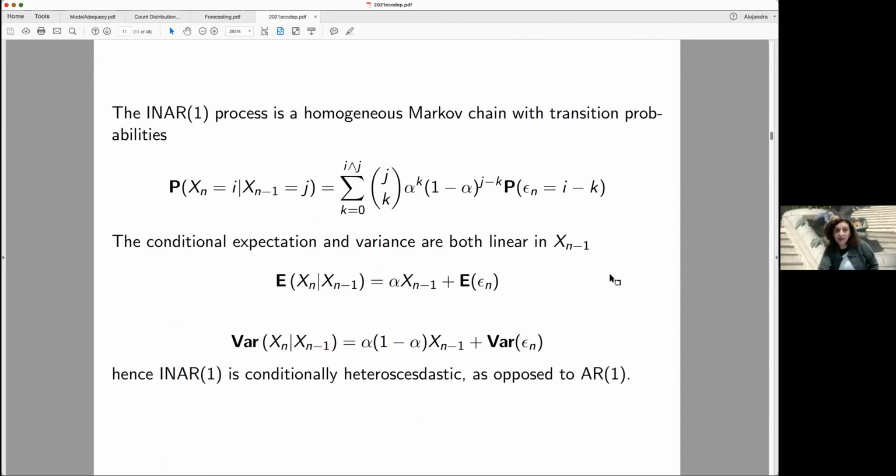And it's easy to see that this process is a homogeneous Markov chain with transition probabilities given by the convolution of the binomial that we have for the thinning part and the distribution of the noise. So we have this convolution here. And given that, it's easy to see that the conditional expectation and variance are both linear in the previous observation X_{n-1}.